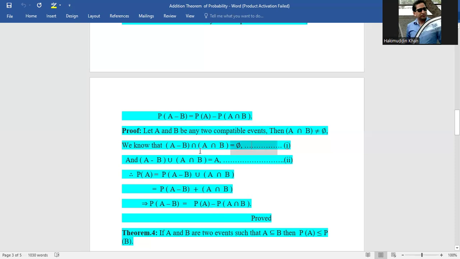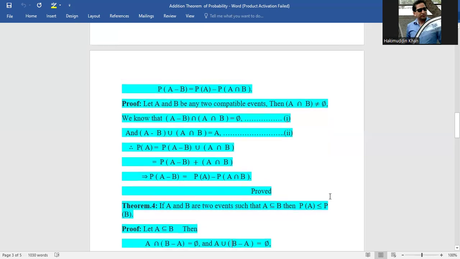And A minus B union A intersection B is equal to A. So consider this one as the first equation and this one as the second equation. Then P of A becomes P of A minus B union A intersection B. Very simple: P of A minus B plus P of A intersection B. So P of A minus B equals P of A minus P of A intersection B. The theorem is also proved.